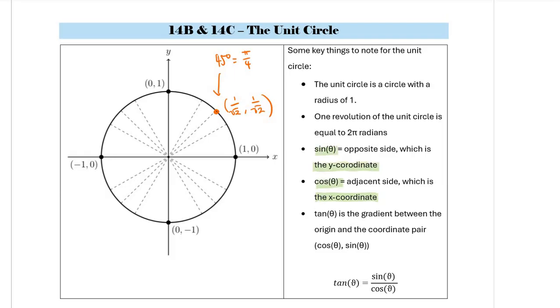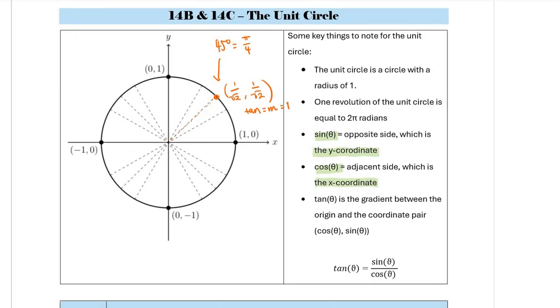Now, this just means that your tan value is the gradient between the origin and the coordinate pair that you've got, okay? So in this case, we can see this would be the line y equals x, which means that our tan, which is equal to our m, is 1. Okay, so tan is just the gradient.